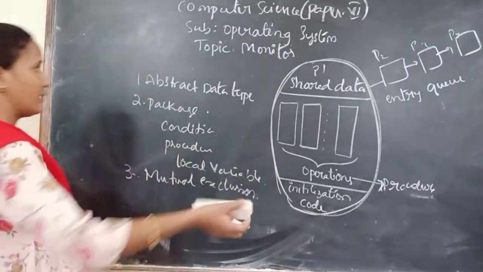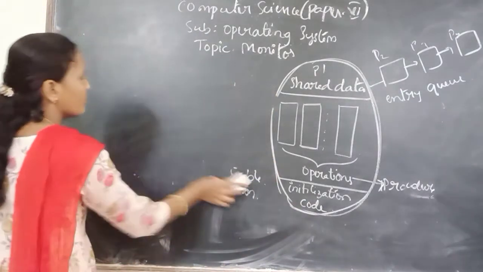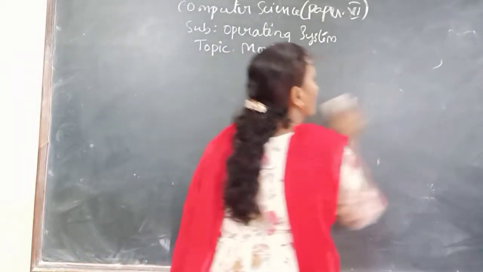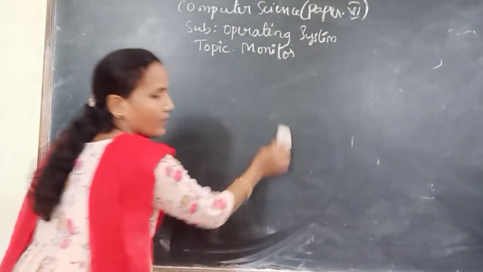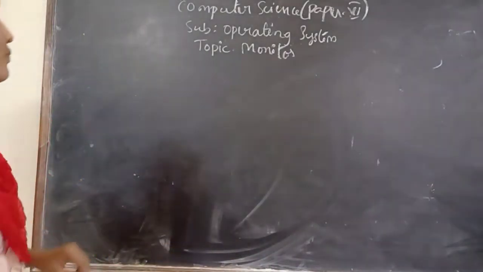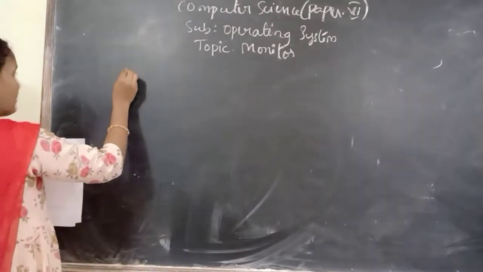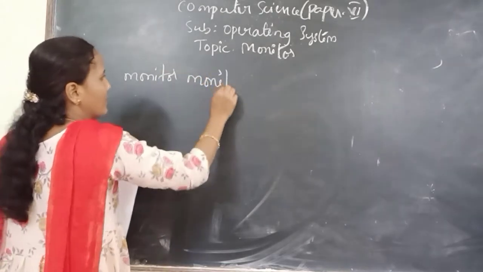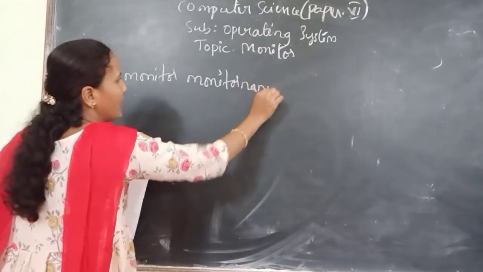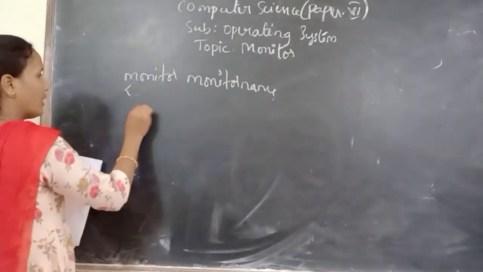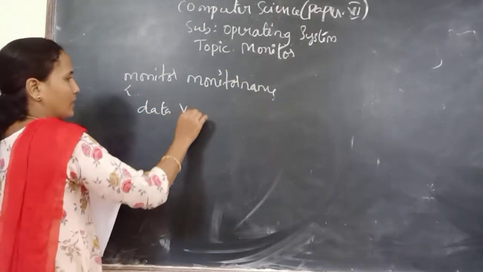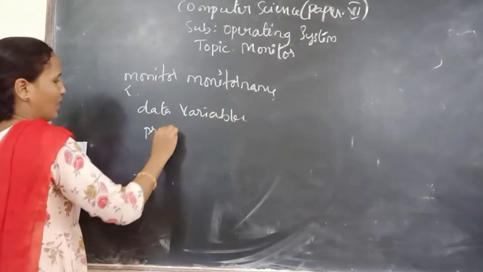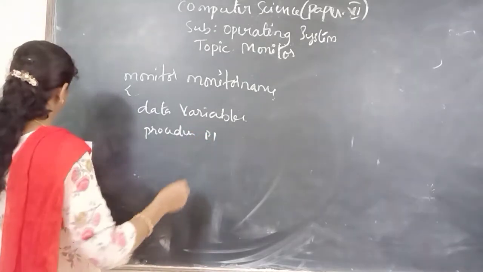Now I will give the syntax of the monitor. All of you write this syntax. Monitor name. It is a user identifier; you can give any name. Then data variables. Then procedure P1.